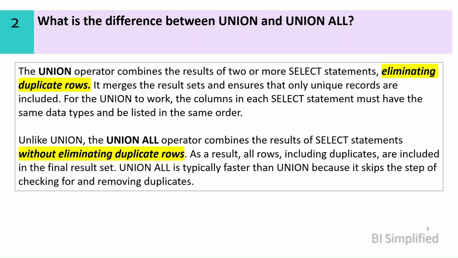So that is the major difference between union and union all. So as a result, all rows including duplicates are included in the final result set. Union all is typically faster than union because it skips the step of checking for and removing duplicates.